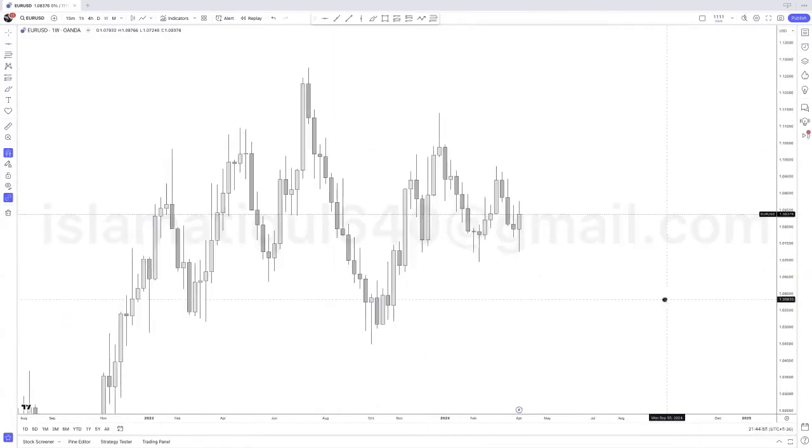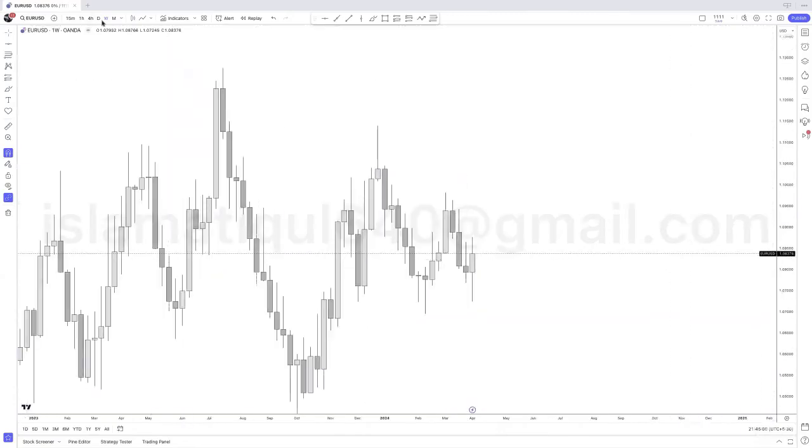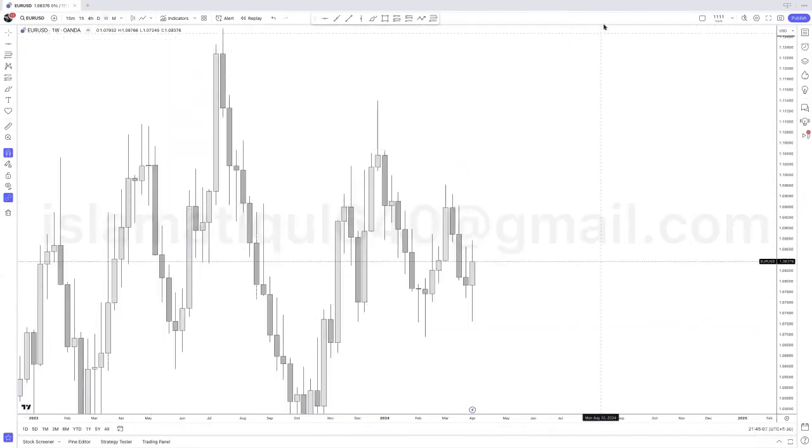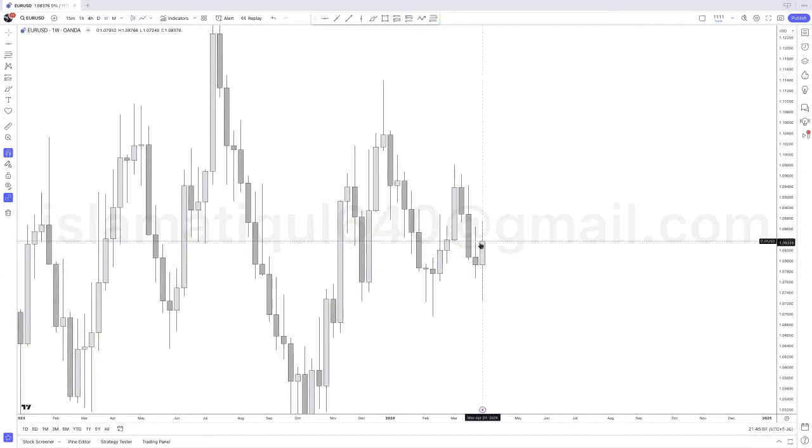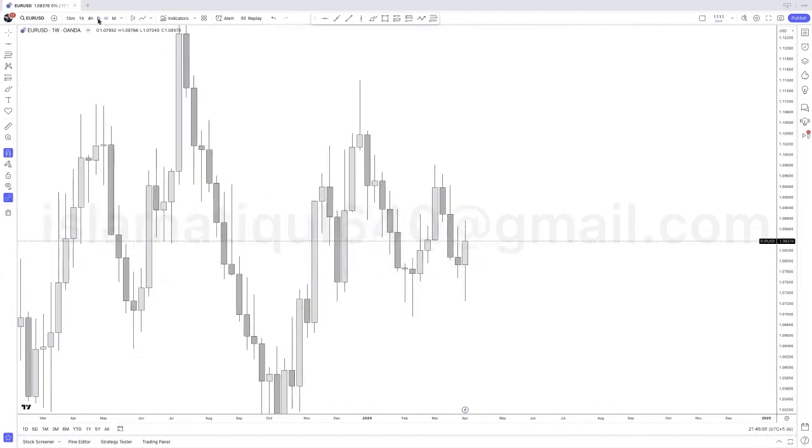Let's check that out as well. Okay, so looking at the weekly time frame, because we haven't done a weekly forecast session in a while, let's see what we could expect. First of all, let's start on the weekly time frame.